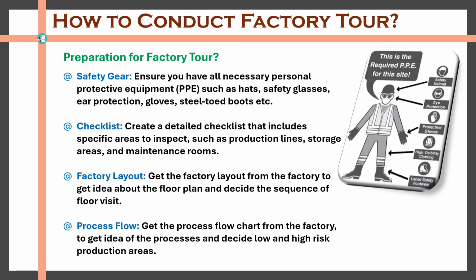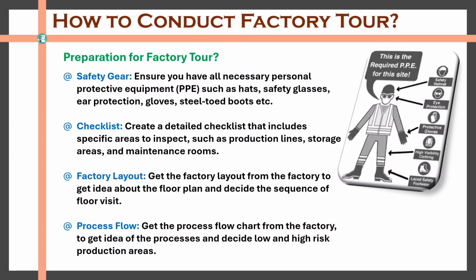Next, checklist. Create a detailed checklist that includes specific areas to inspect, such as production lines, storage areas, and maintenance room. Include items like cleanliness, equipment conditions, and safety compliance.